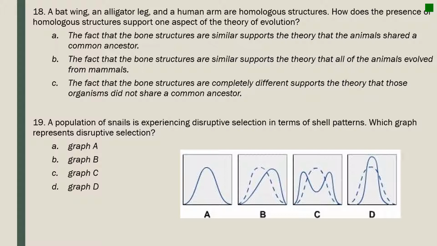19. A population of snails is experiencing disruptive selection in terms of shell patterns. Which graph represents disruptive selection? A. Graph A. B. Graph B. C. Graph C. D. Graph D.